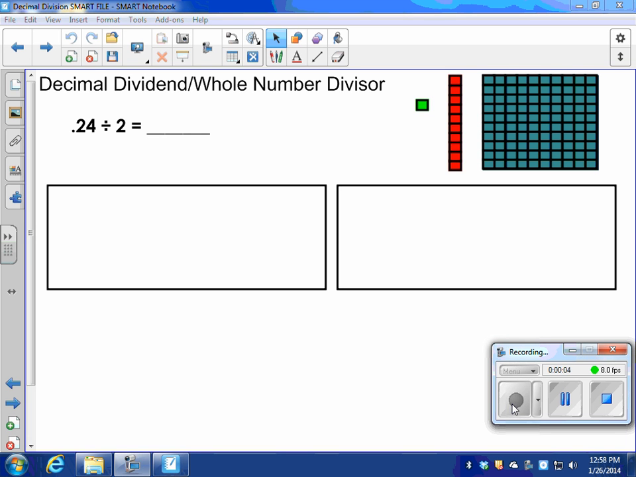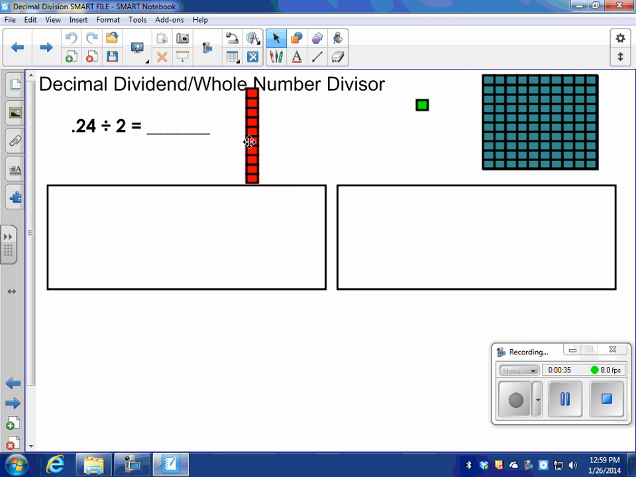Here we're going to look at dividing a decimal by a whole number. Now, when we're dealing with decimal division, the divisor can represent the number of groups that you're dividing your decimal into, or it can represent the size of each group. When you're dividing by a whole number, what you're doing is representing the number of groups that you're dividing your decimal into. So here I have 24 hundredths, and I want to divide it into 2.